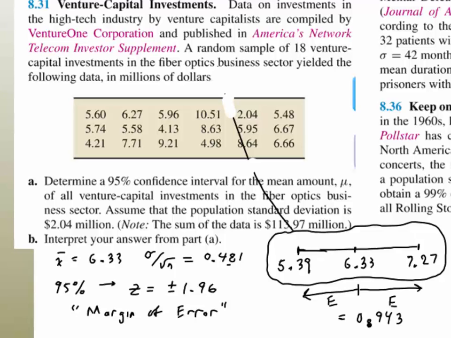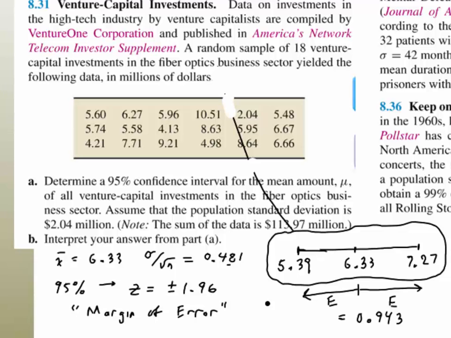So this E, you can find it two ways. E is half the width of the interval. Why? Because from 5.39 to 7.27 is 2E, 2 times E. Or it's the number you use to add to 6.33 to get 7.27. So that was your 1.96 times 0.481. That's the other way to think about E, this margin of error.